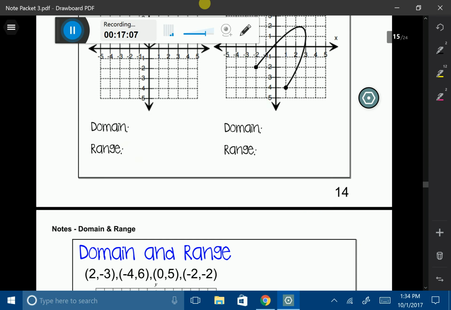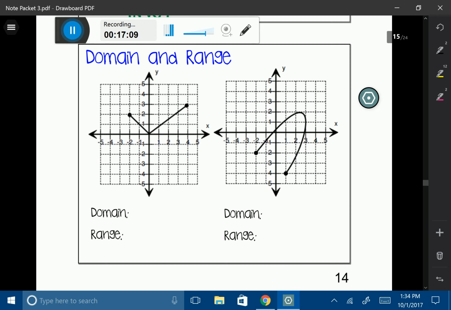Okay, I think I have 2 more examples with graphs, and I'm going to show you something else. Okay, for this one, my domain, it looks like my lowest domain is going to be at -2, and my highest is going to be at 4. So I'm going to indicate that by saying x such that -2 is less than or equal to x, which is less than or equal to 4. And my interval notation will be including -2 all the way up to 4 inclusive.